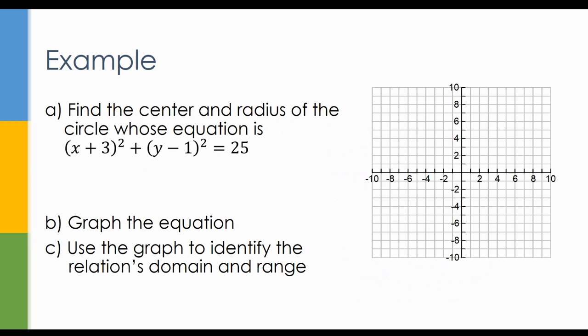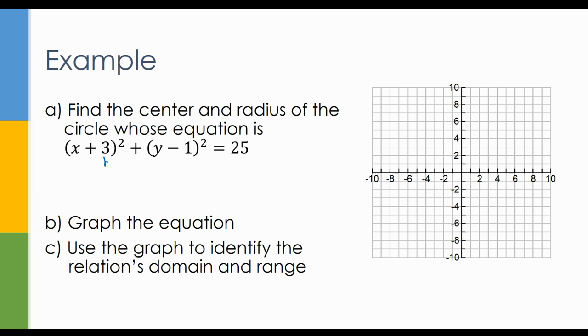All right, so now that we have an idea about our equation for a circle, now I'm giving you the equation. We want to work backwards. We're going to find the center, the radius, and then we're going to graph. And then once we have the graph, we'll use that to identify the domain and the range.